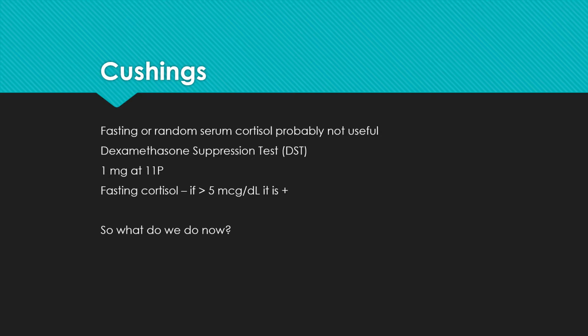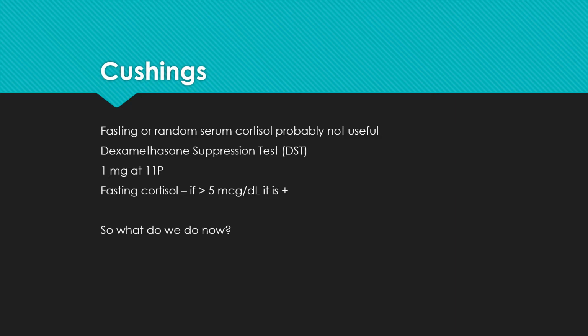To do this dexamethasone suppression test, the traditional thing is give 1 milligram of dexamethasone at 11 o'clock and then draw a cortisol level in the morning. If it's greater than 5, it's positive, and if it's positive, that's a sign of Cushing's syndrome.